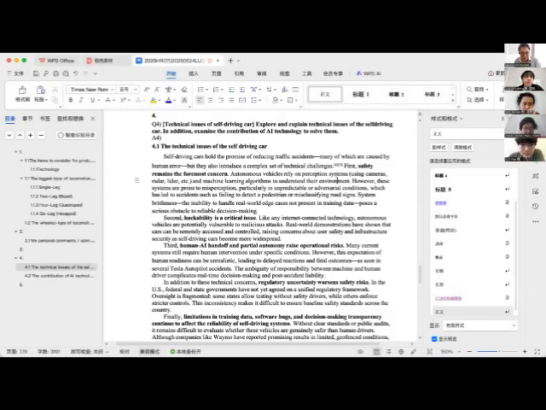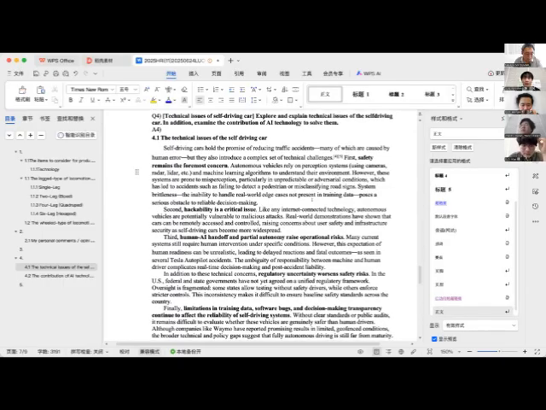So the technical issues of the self-driving car. First, safety remains a foremost concern. Nowadays, machine learning algorithms are very strong, but still not strong enough, typically in unpredictable or adversarial conditions, and may lead to some accidents.